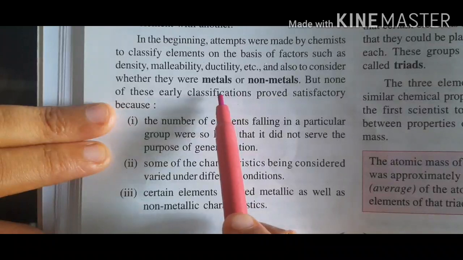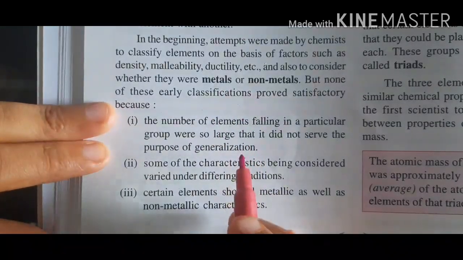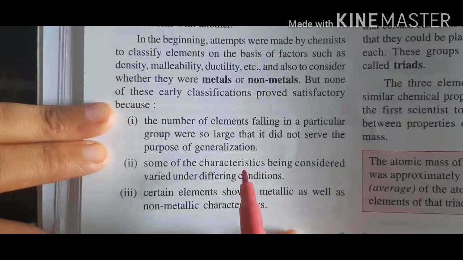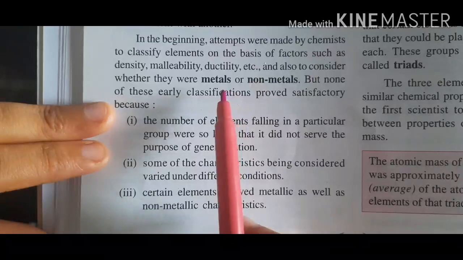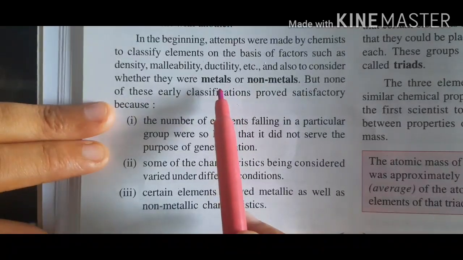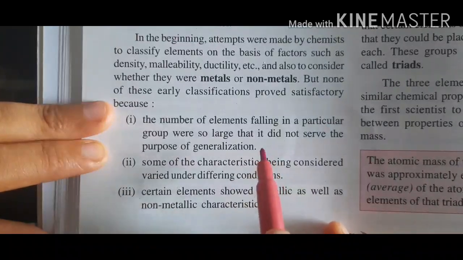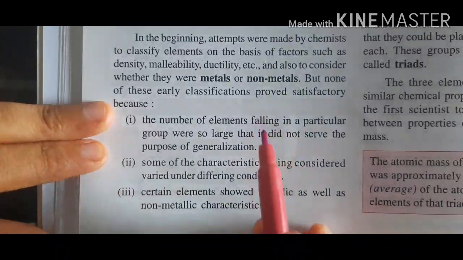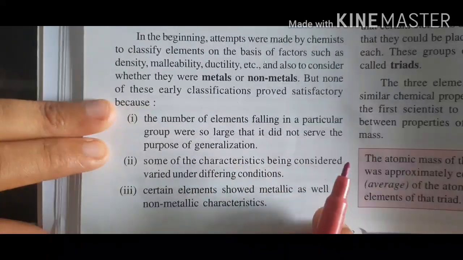We know that there are 118 elements in the periodic table, and of these 118 elements, the maximum number are metals. So it becomes a big, large group, and then the purpose of learning about the elements and their characteristics is not served. So that is the first reason.